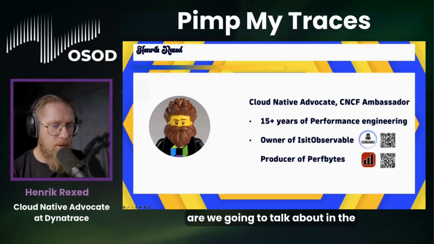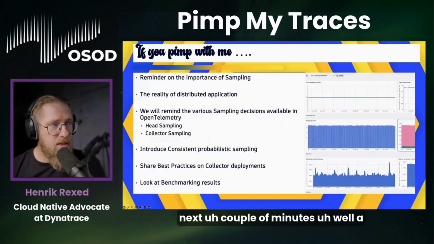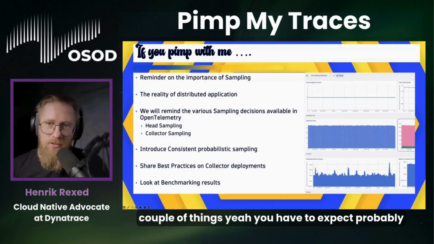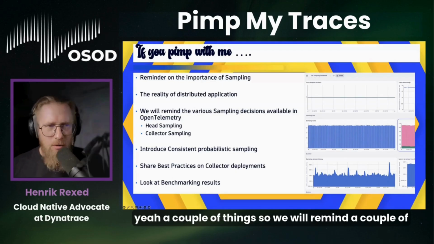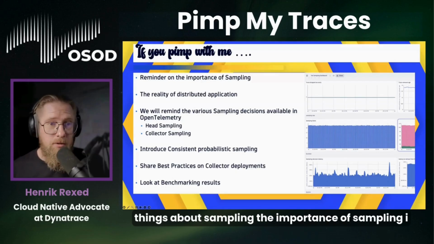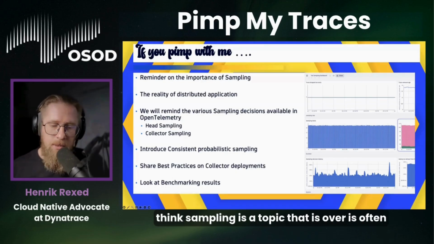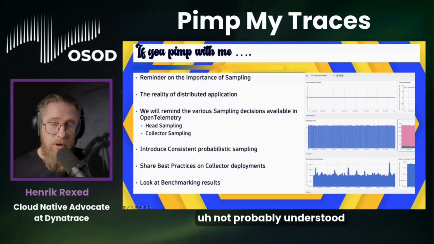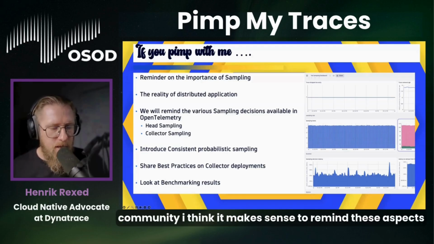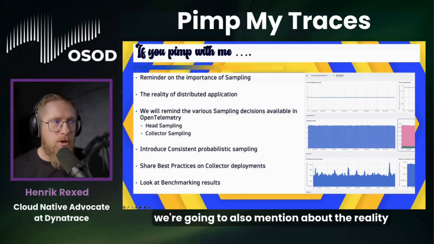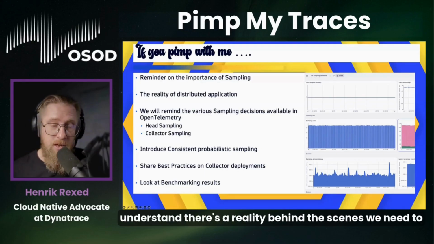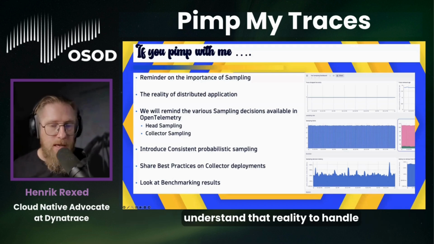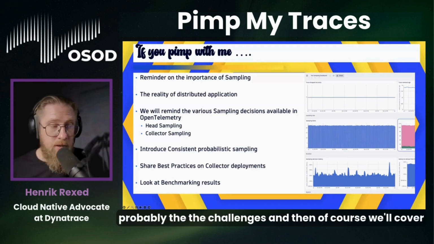So what are we going to talk about in the next couple of minutes? Well, a couple of things. As you probably expect, sampling and tracing. We will remind a couple of things about sampling and the importance of sampling. I think sampling is a topic that is often not well understood by our users and our community, so it makes sense to remind these aspects. We're going to also mention the reality of distributed tracing. Even if we have an open standard, there's a reality behind the scenes. We need to understand that reality to handle the challenges.